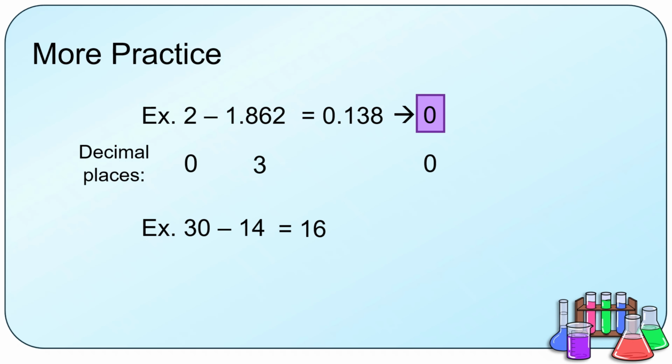Here's another example. 30 minus 14 is 16. What do we round to? 30 goes to the tens place and 14 goes to the ones place. 30 has the bigger place value and is less precise, so we round our answer to the tens place. We round our answer to 20.